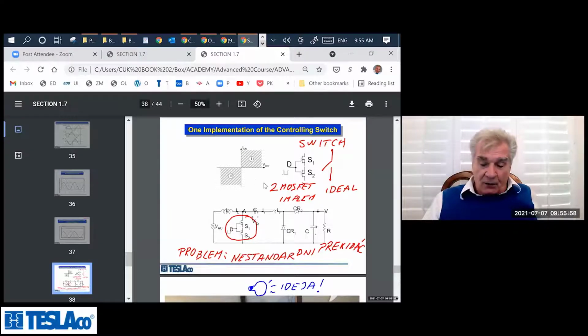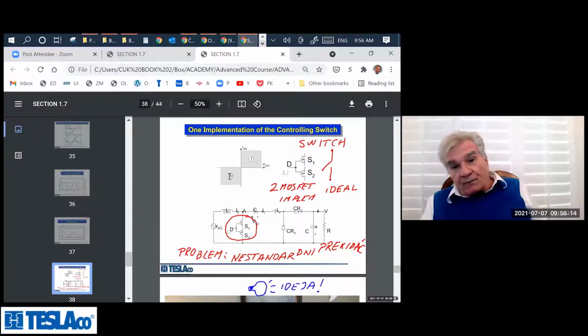When I looked at this, there was one problem which I had with this, and we implemented a solution. I needed a two-quadrant converter. I needed the single switch to operate in the first quadrant for a positive sine wave and the third quadrant for a negative sine wave. But there is no single switch which does that.